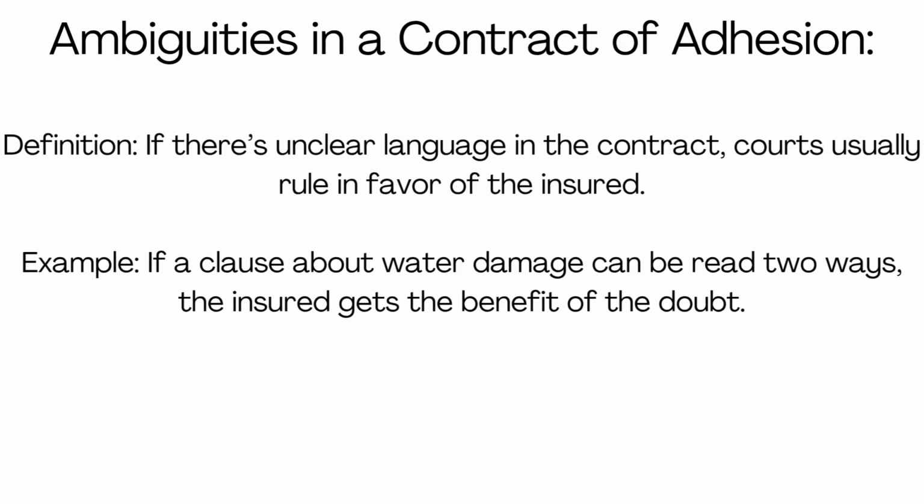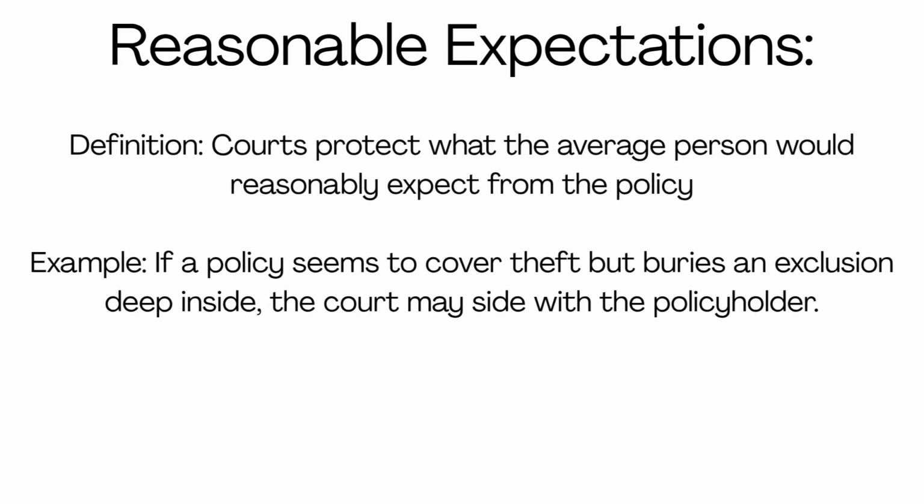Now we're moving on to legal interpretations that affect insurance contracts. So we begin with ambiguities in a contract of adhesion. If there's unclear language in the contract, courts usually rule in favor of the insured. For example, if a clause about water damage can be read two ways, the insured gets the benefit of the doubt.